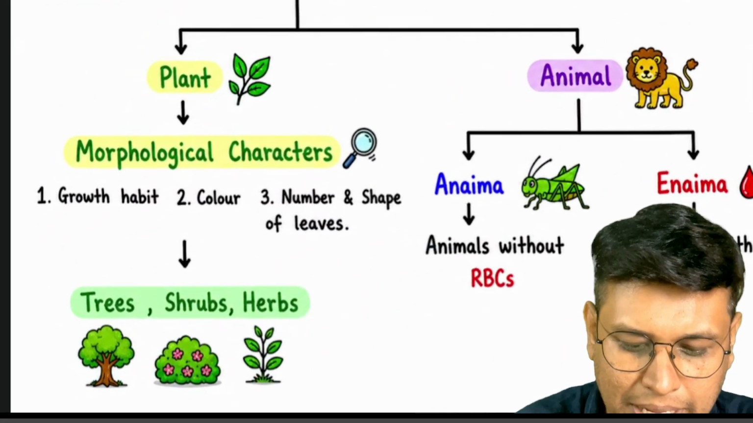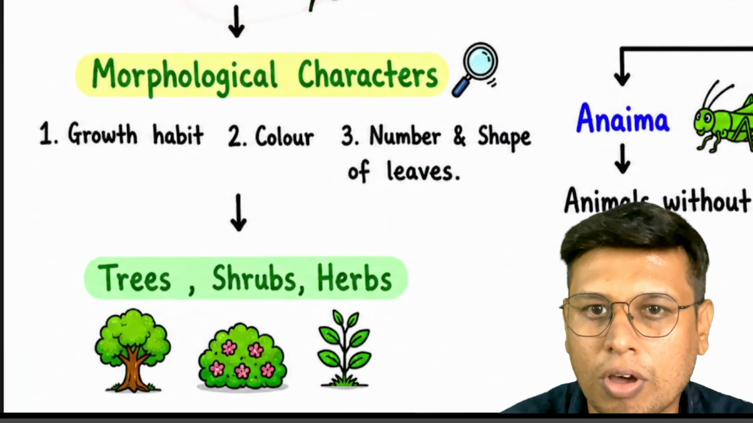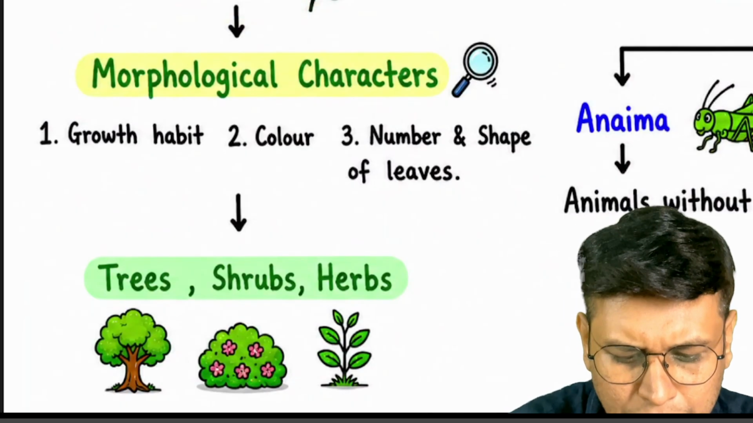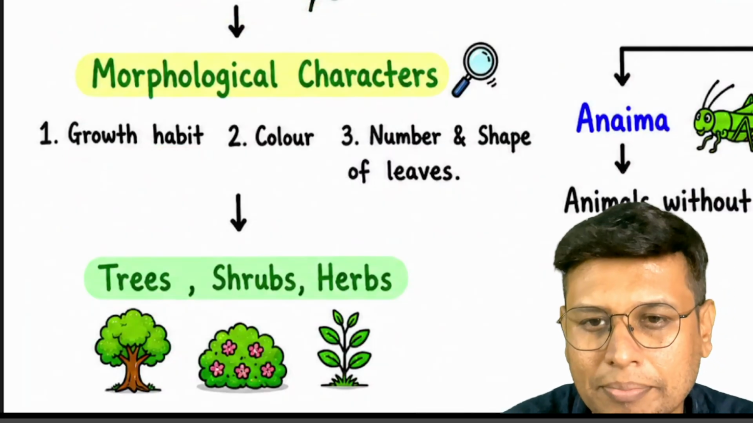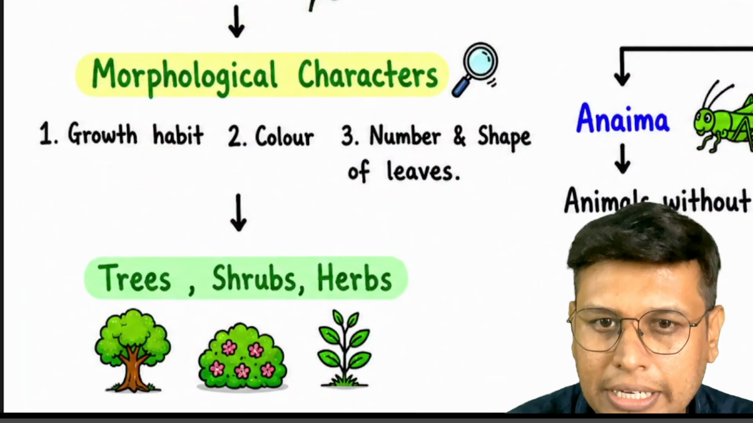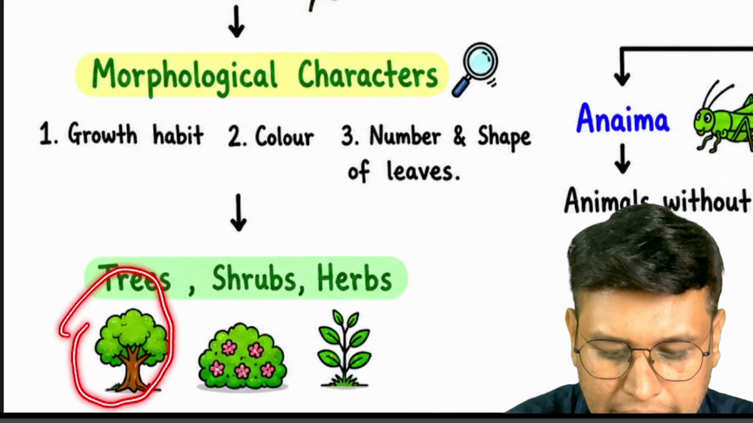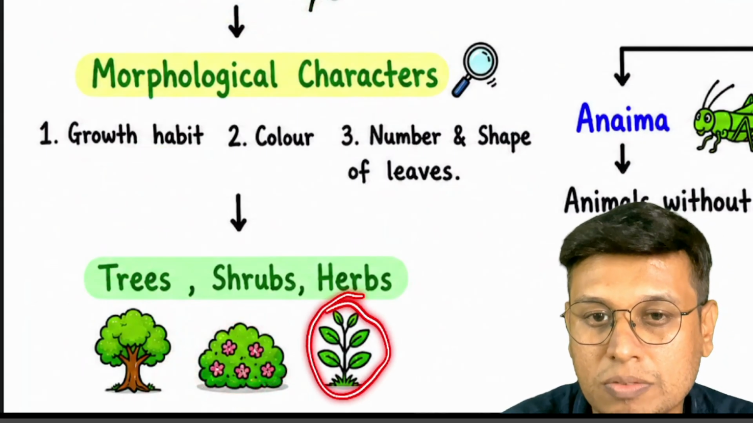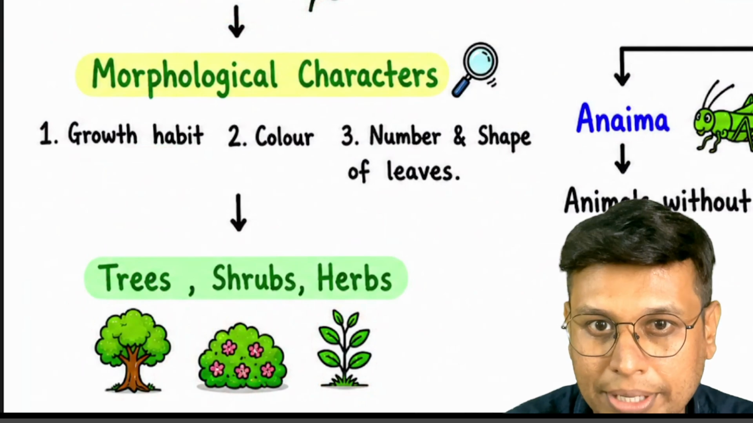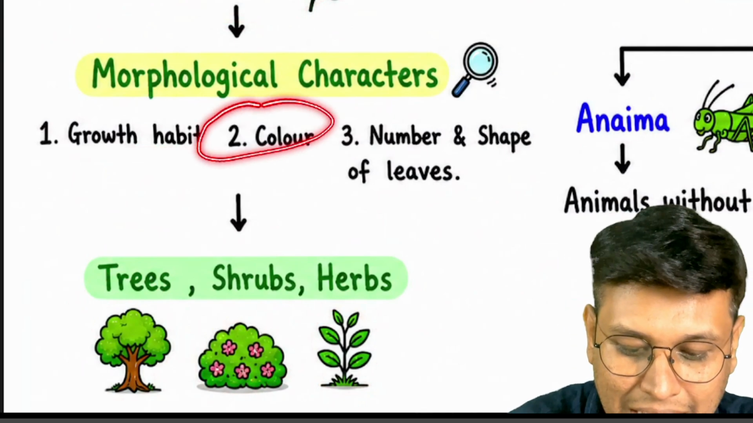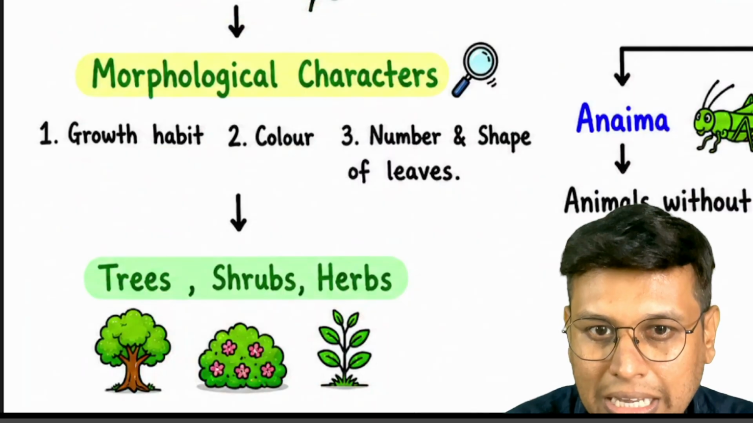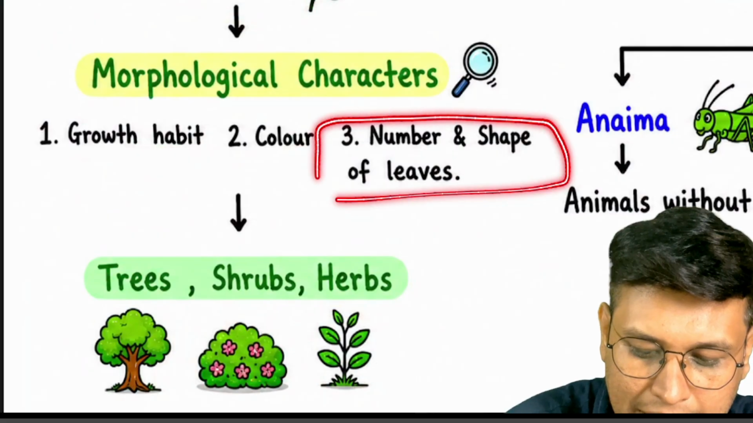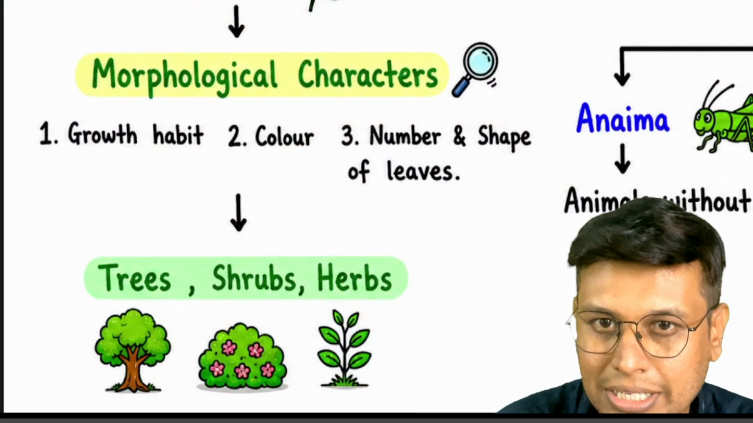So simply for plants, he used simple morphological characters which are visible. One is growth habit. Growth habit means how much the tree is growing, whether it grows like a tree, or like a smaller shrub, or an even smaller herb. That is called growth habit. Next is the color of the plants, leaves, bark, and everything. And finally, the number and shape of leaves.